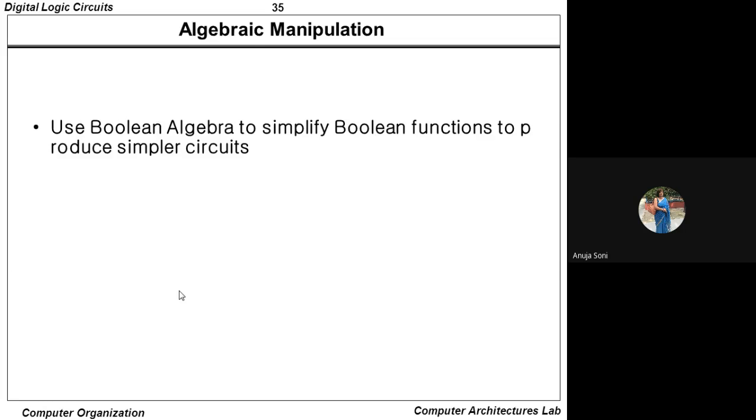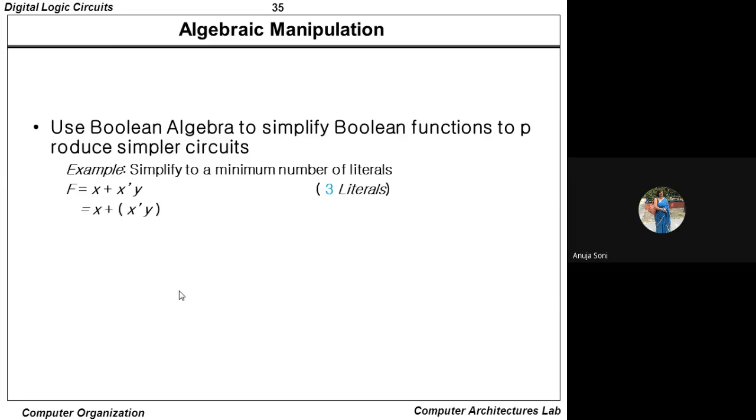Same thing is being repeated. Use Boolean algebra to simplify Boolean functions to get simpler circuits. Again, one more example: if we have a Boolean expression f equal to x plus x dash y, how are we going to apply the Boolean identities? See, x plus x dash y, we have to simplify this. What has to be done? x plus x dash y.